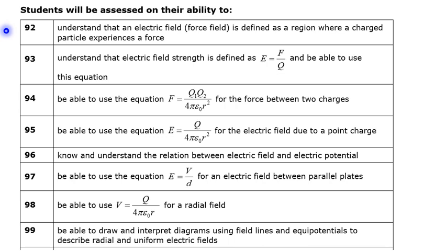Dear students, this is from the specification. Important terms we are going to learn in this chapter are electric field, strength of the electric field, types of electric field such as radial field and uniform electric field, Coulomb's law, electric potential due to a point charge, and finally field configurations produced by charges and equipotential lines.